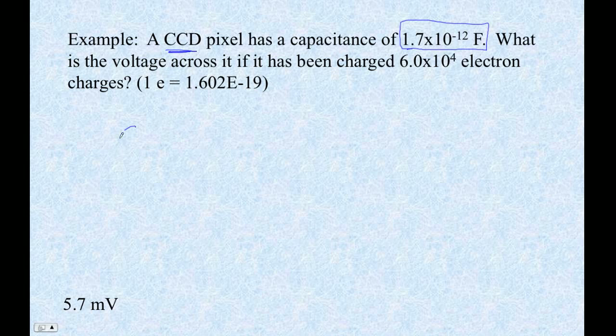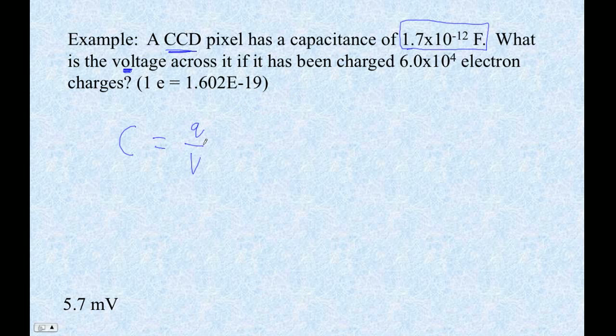So remember, the formula is capacitance is charge divided by voltage, right? Okay, and so let's see, we are trying to find the voltage. What is the voltage across it if it's been charged with 6 times 10 to the 4th electron charges? And this is, by the way, the electron charges are caused by photons hitting the CCD device. Right, the photons go in and they knock electron holes off, and that's stored as charge like on a capacitor.